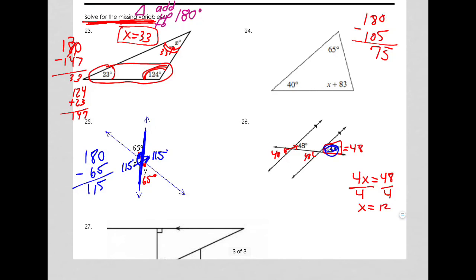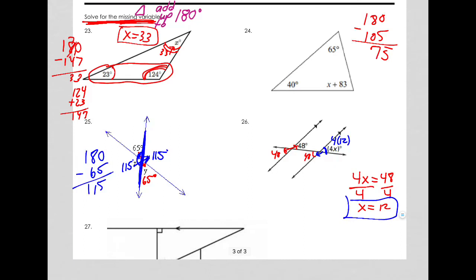If you put 12 in for x, you'd have 4 times 12. Will that equal the 48 that it's supposed to? Yes, that'll make that angle right there 48, and it is vertical to that one. And that's all we were asked to find, is to find x.